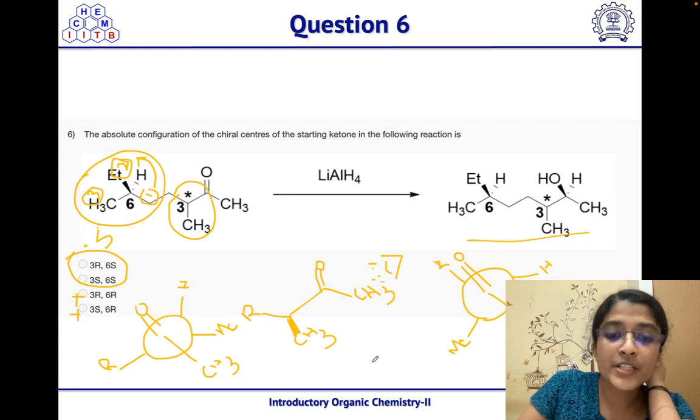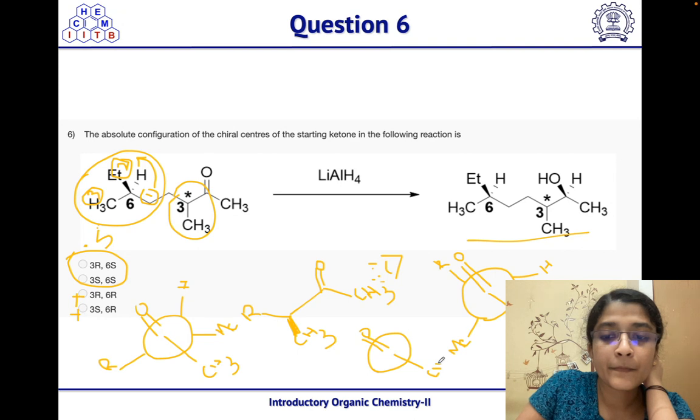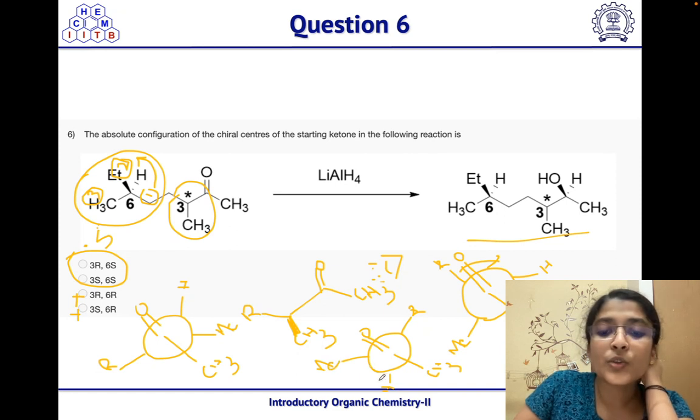Also, another conformation will be when we rotate it towards this direction: the R group will come here, hydrogen will come this side, and the methyl group will come this side. So this will give the major product.